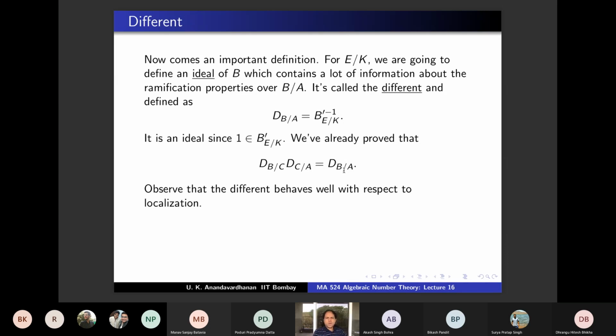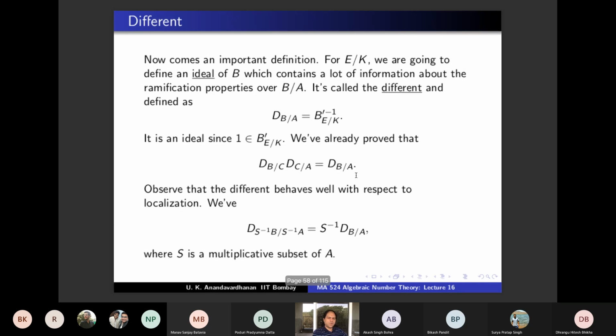What I mean is, if you have B over A and a multiplicative set S in A, then you can consider S inverse B over S inverse A, and you can take the different there. And the answer is, it is nothing but the localization of the different. So the different of the localization is the localization of the different. You check this, it's very easy. It just follows from the definition of localization. S is a multiplicative subset of A.